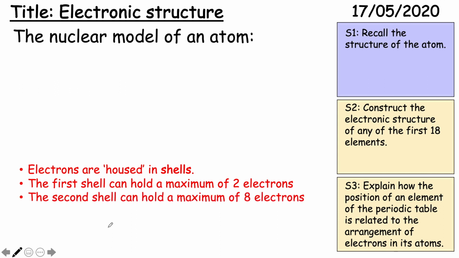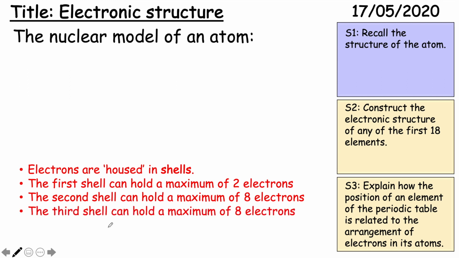The second shell can hold a maximum of 8 electrons, and the third shell can hold a maximum of 8 electrons as well. And we call this the 2-8-8 rule. You only have to remember these 3 energy levels, or these 3 shells. If you did want to know the other shell, the fourth one, it's the 2-8-8-2 rule. But you won't have to ever go past the fourth shell.